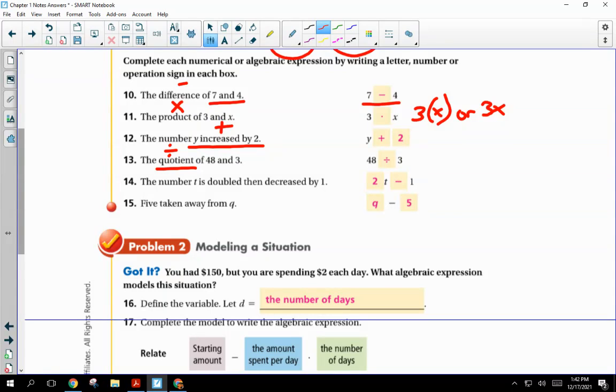So you'll see that, or a lot of times we'll do this now in Algebra 2. The number t is doubled, then decreased by 1. So whenever you see the word doubled, you need to know it means 2 times it. So 2 times t minus 1. 5 taken away from q. And this is a difficult one because you have to put q first. Q minus 5.